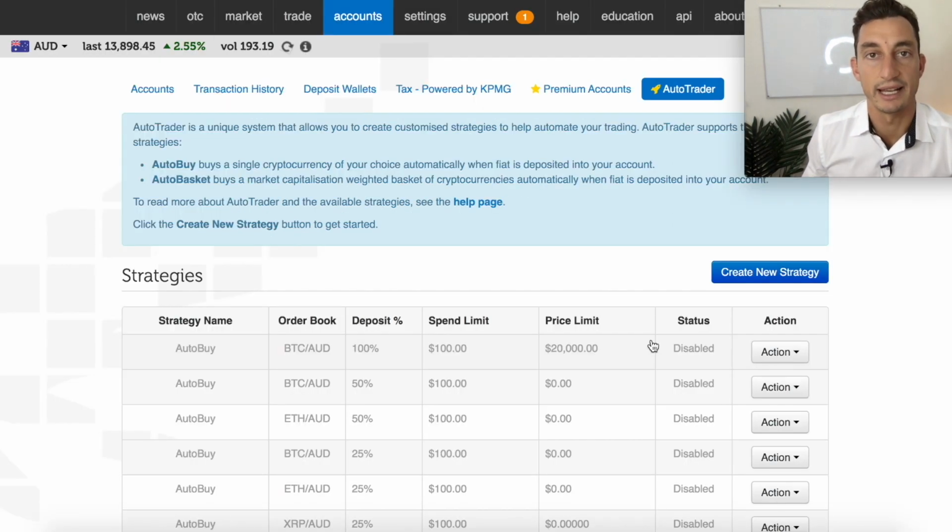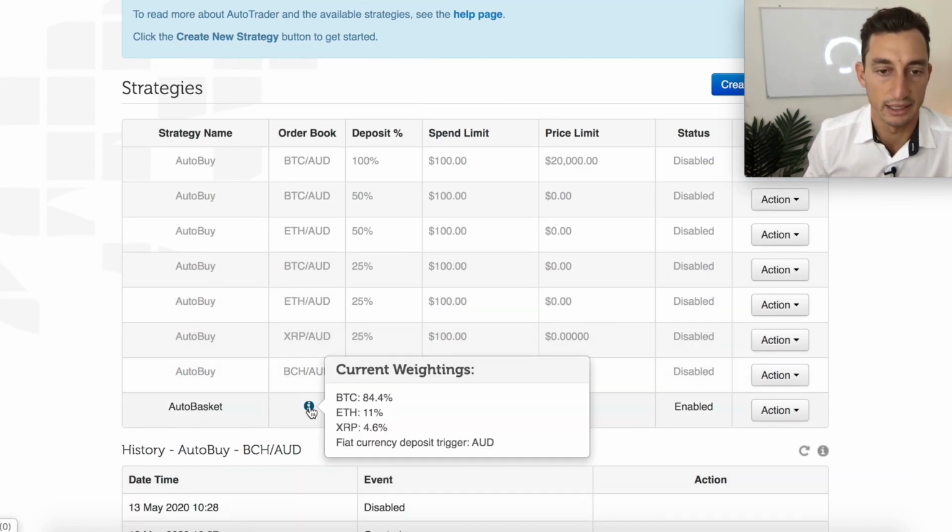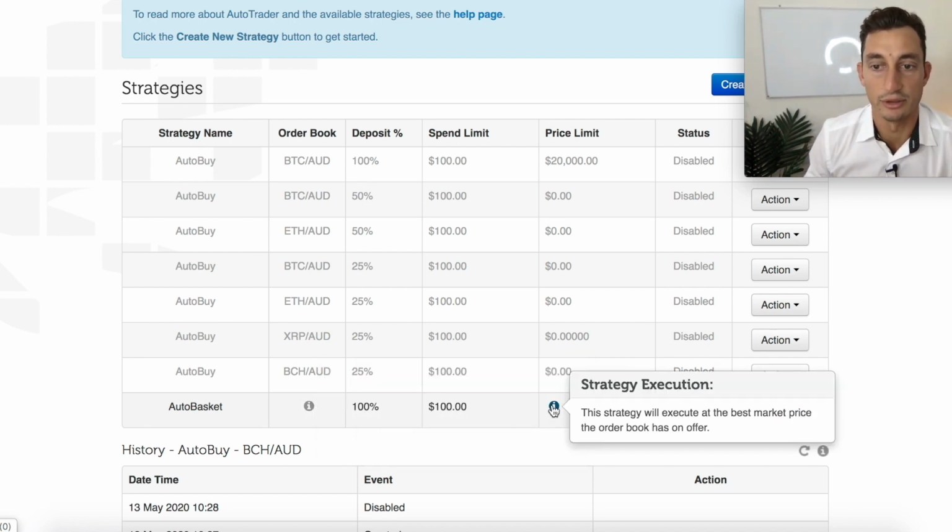Of course, you have to take out the exchange fees. They're about 0.5%, so that's about 50 cents out of that whole $100, a few cents on each of them, okay? So that's our last action there. As you can see here, that's what it will buy. Fiat currency deposit trigger is AUD, so you have to put Australian dollars into that. If you are setting this up overseas in US, then you'll have to transfer those currencies into the Aussie dollar. Strategy will execute at best market price.